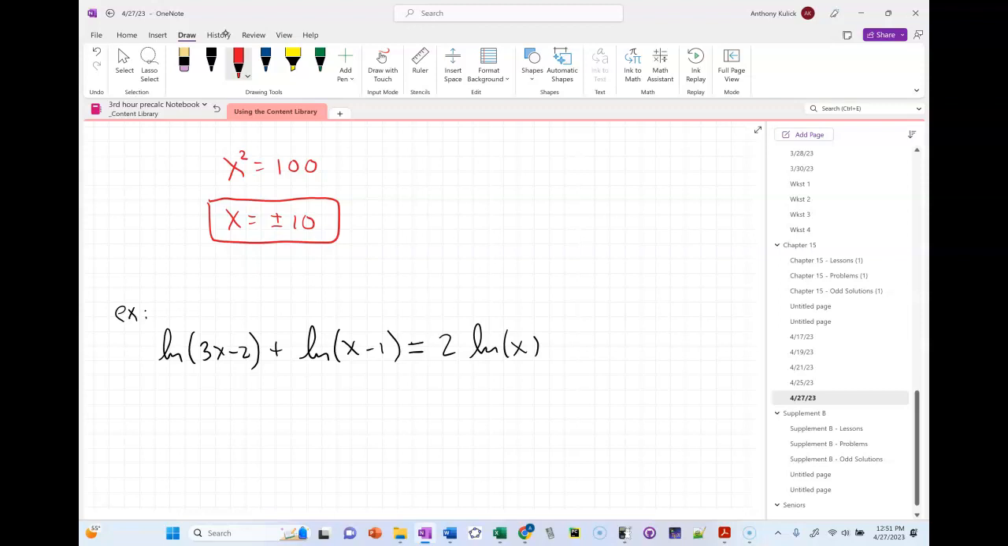So let's take a look at this, where we have the natural log of 3x minus 2 plus the natural log of x minus 1 equals 2 times the natural log of x. Woof, right? What should we do first?